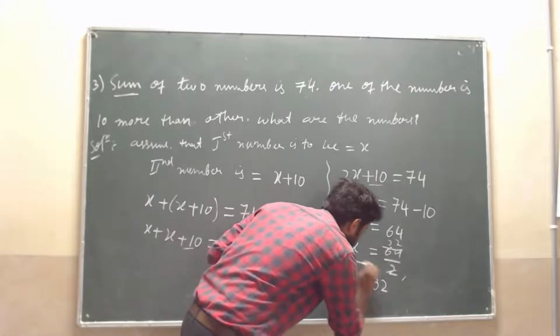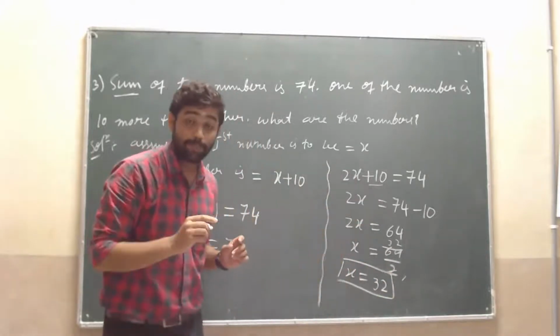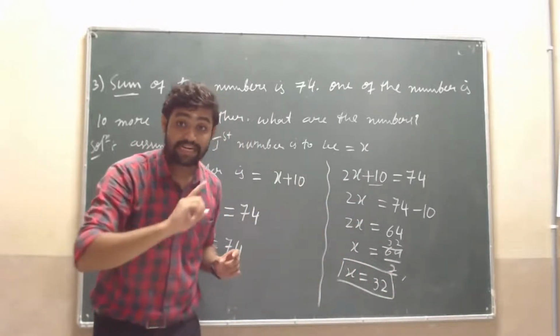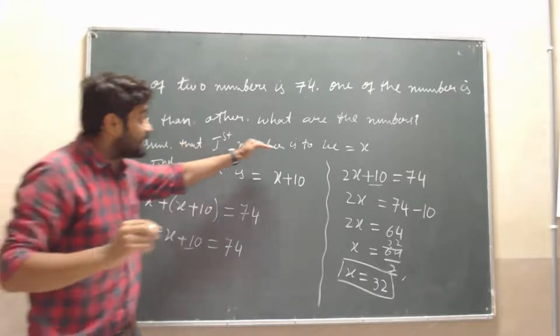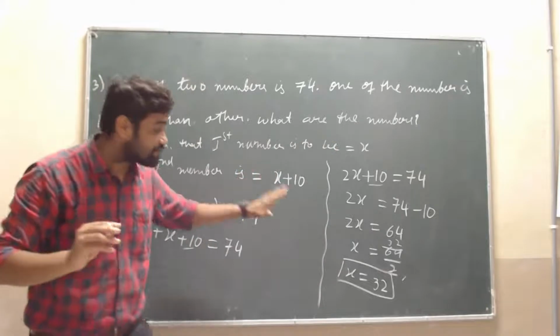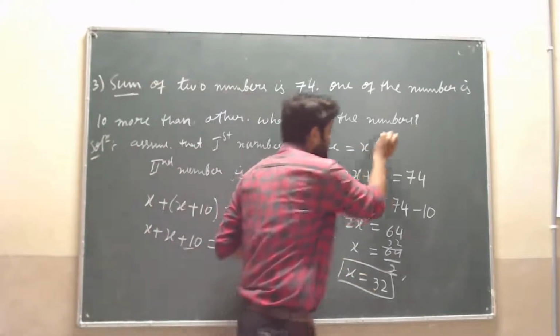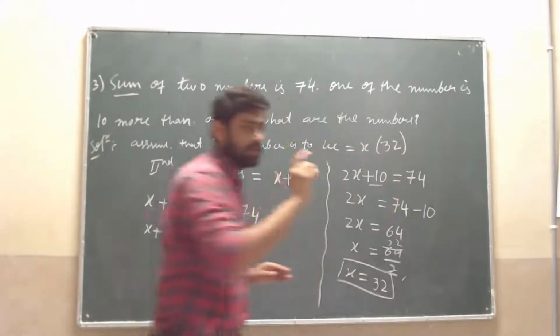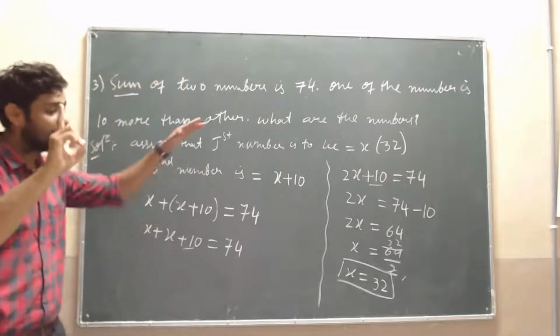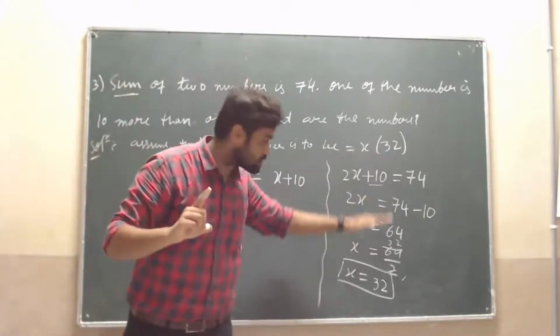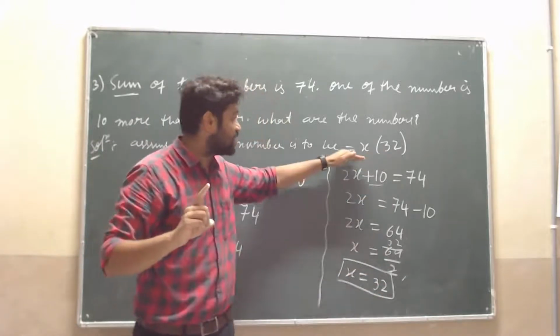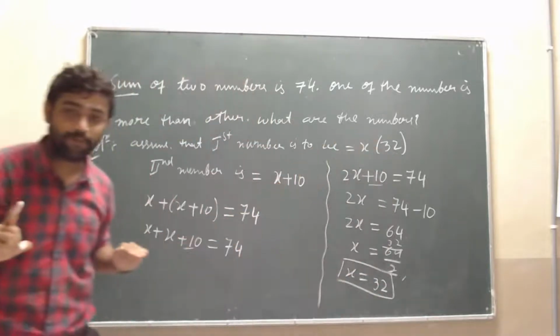So x is equal to what? 32. Yes, very good, Aditya. See here, the first number is to be x. Then what is the value of x here? That is 32. Only one number we have to get, that is, the first number is 32 because the x value is 32.